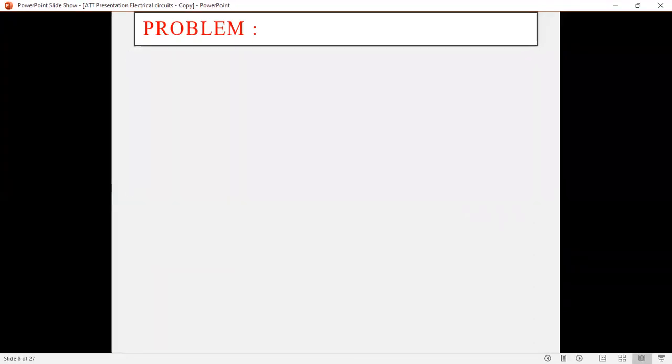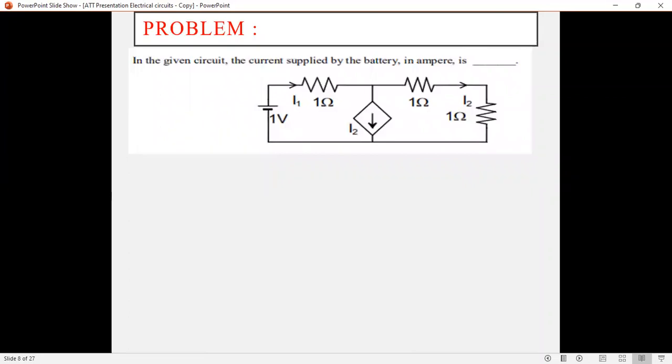Okay, now we will see the next problem. All of you write this problem. In the given circuit, the current supplied by the battery, in ampere. All of you write: the current supplied by the battery in ampere is what we want to find out.